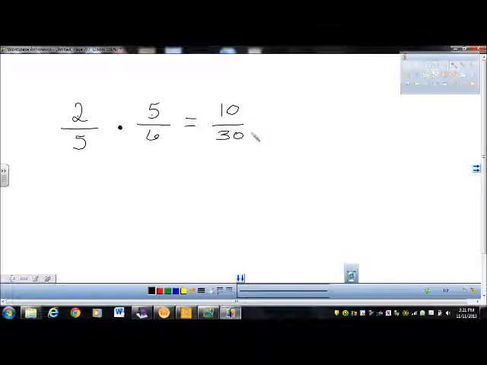and there you go. Now, this one does need to be reduced, so I can see what goes into both 10 and 30. Well, if I wanted to do this, I could do this.